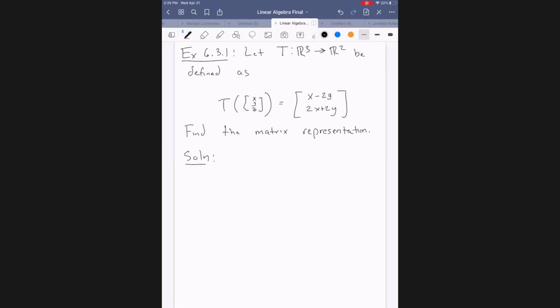So what is the standard basis in R3? So what is E1, E2, E3? So here E1 is equal to (1, 0, 0), right? E2 is equal to (0, 1, 0).